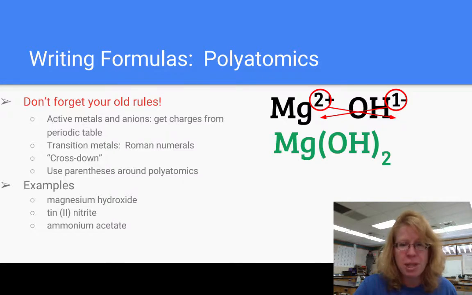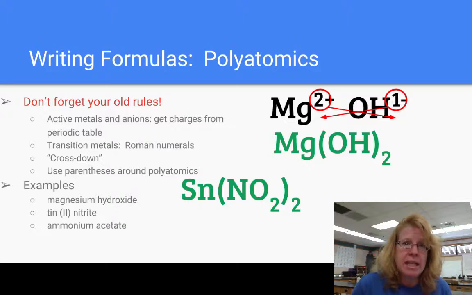All right, tin 2 nitrite. There you go. Tin is Sn with a 2+ charge. Nitrite is NO2. Remember, nitrate is NO3, so this is nitrite, NO2. NO2 has a 1- charge. So when I want to balance my charges down from the tin to the nitrite, I have to put parentheses around the nitrite and put another 2 out there.